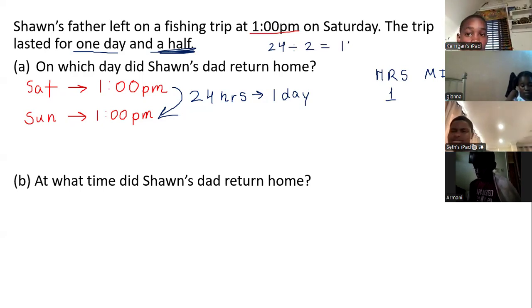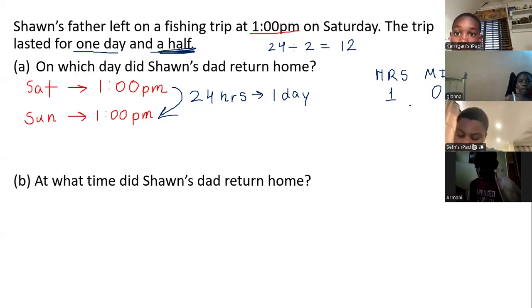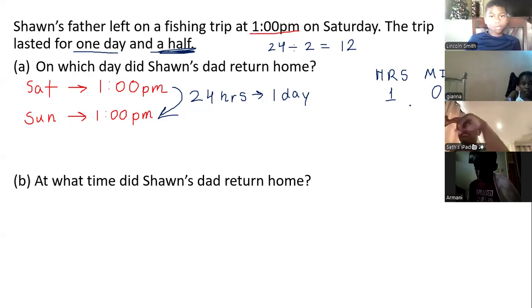12. Very good. So that means that we have to add to 1 p.m., what do we have to add? 12 hours. 12 hours, very good. And what would that give us? Give us 13. 13 hours.